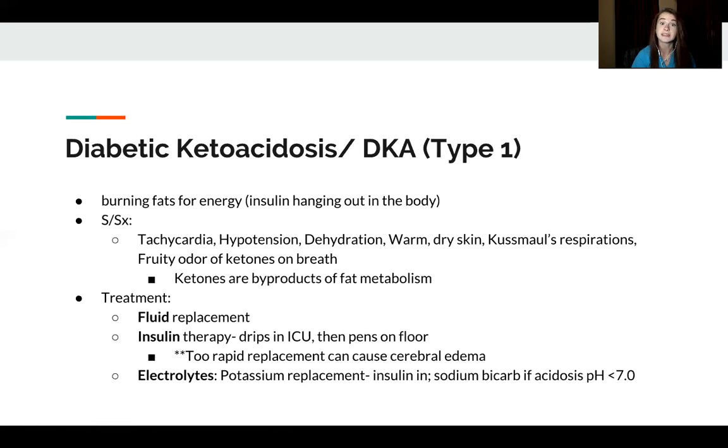And finally, electrolytes. Potassium replacement can actually lower a blood sugar because it allows the insulin to get into the cells. And sodium bicarbonate if the acidosis is less than 7.